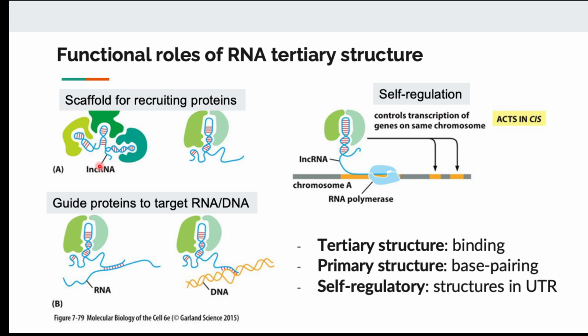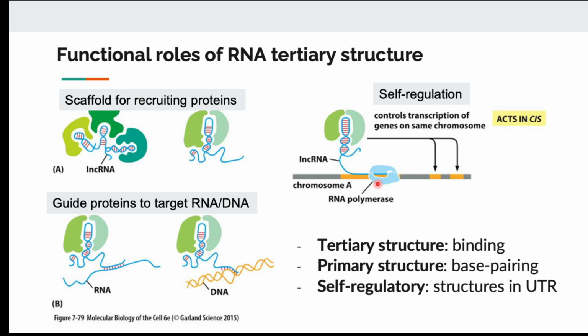So long non-coding RNA with their secondary and 3D structure can first recruit protein. Protein can be bound to their structure. And then they can also guide this protein to specific transcripts, to specific locations on the genome. So RNA has a kind of dual function that brings protein to the right location, so that this protein might activate the transcription or might do something to the genome.